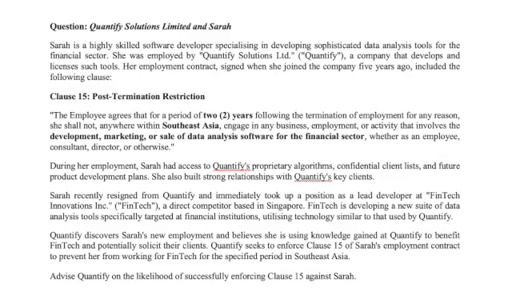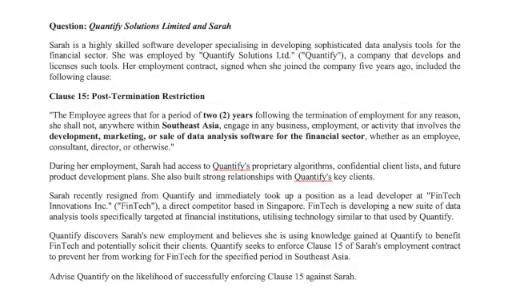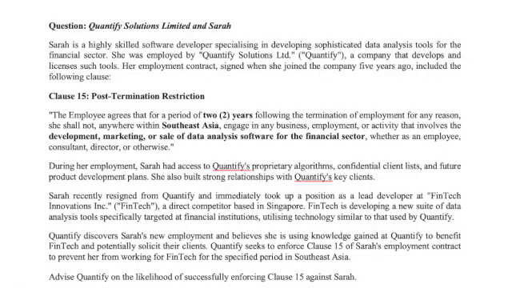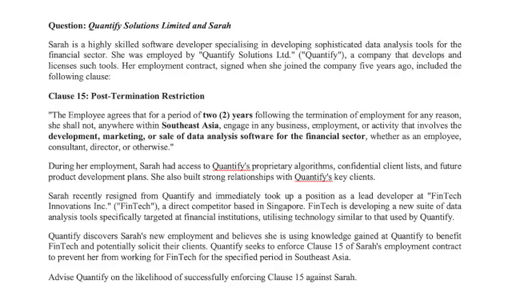Okay. What about the subject matter scope? It restricts development, marketing, or sale of data analysis software for the financial sector. Right. Sarah was a developer. Restricting development seems directly linked to protecting their algorithms and plans. That makes sense. But what about marketing or sale? Is that necessary? Maybe, maybe not.